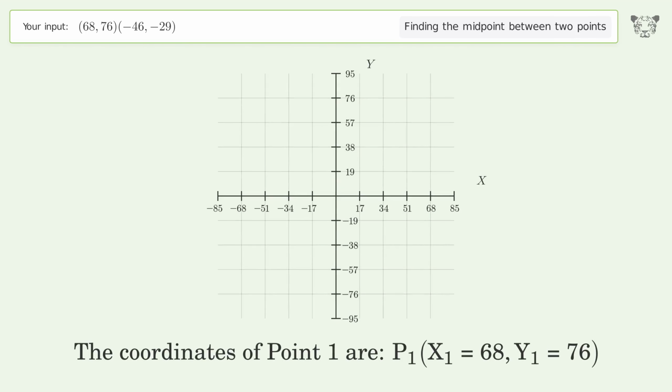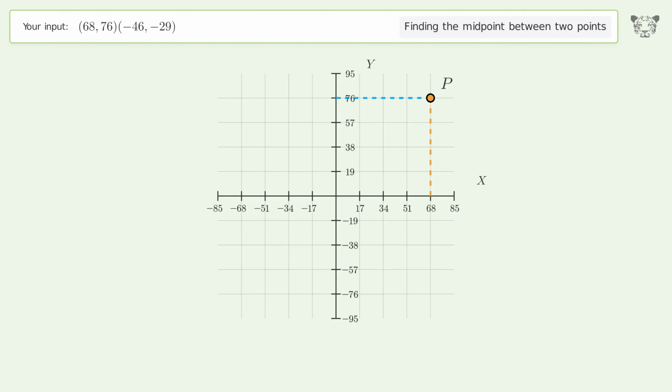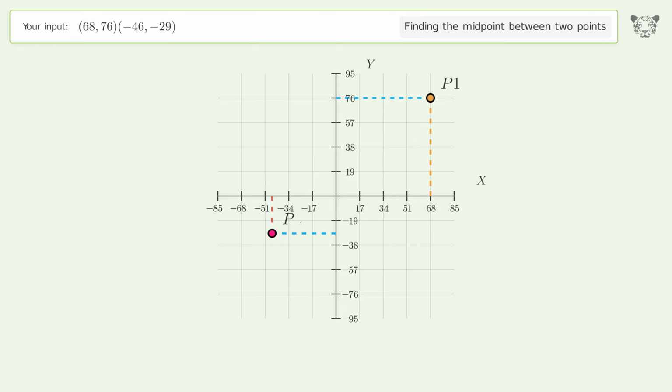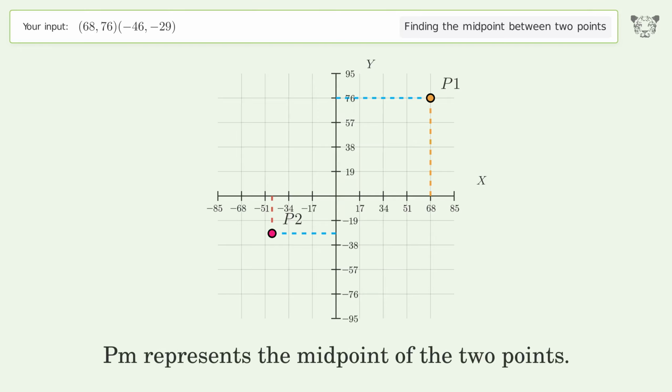The coordinates of point 1 are x1 equals 68, y1 equals 76. The coordinates of point 2 are x2 equals negative 46, y2 equals negative 29. PM represents the midpoint of the 2 points.